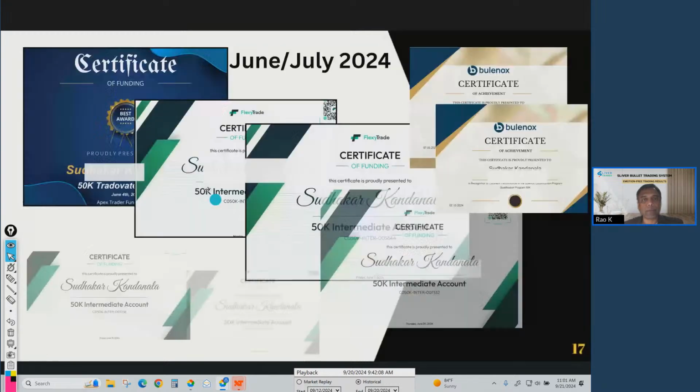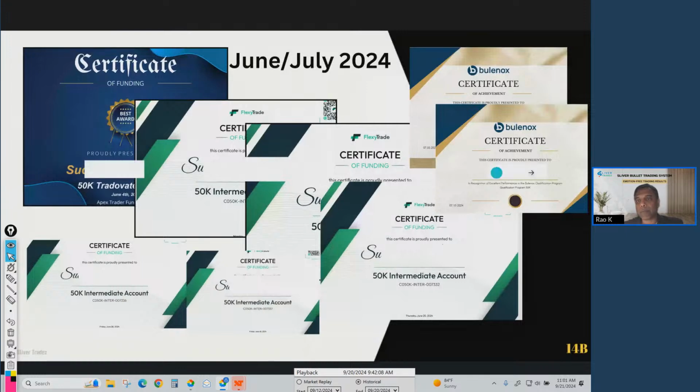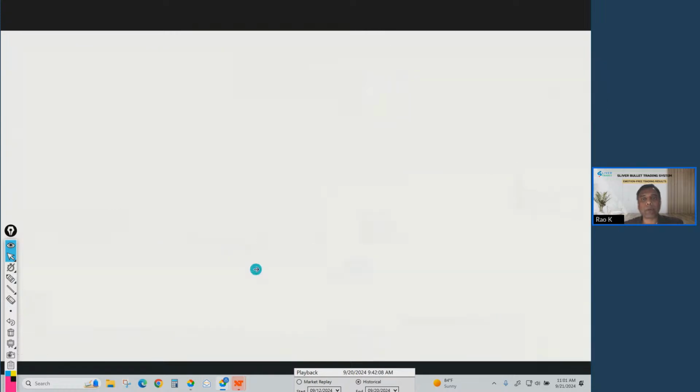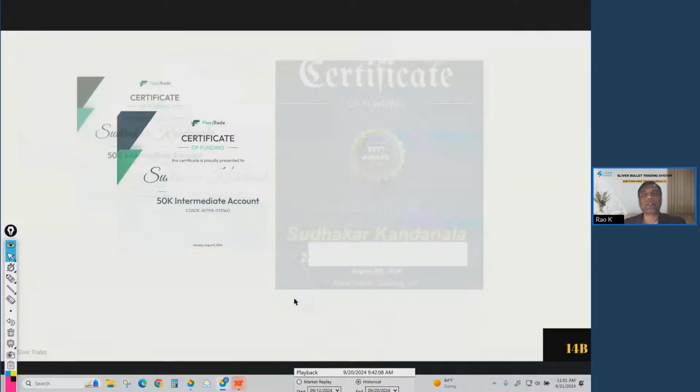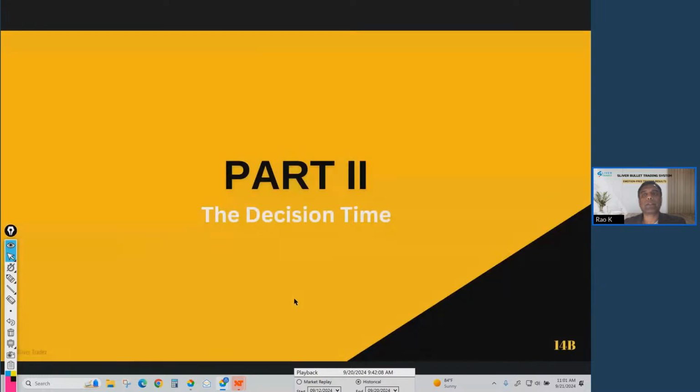So from different funding providers. These are certificates from June and July. These are the certificates from August. This is a 250K account. So this way, you know that you are making progress, and advanced techniques and all we teach in our training.